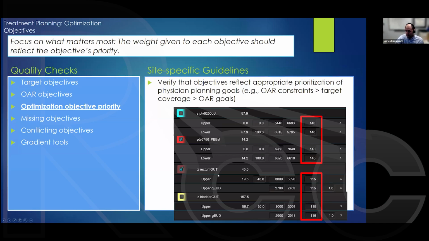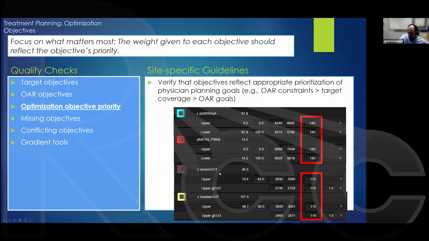So in this case, my rectum out and my bladder out, I like to have those, but those are goals. And so you notice that the numbers are 115, which is a relative number. It doesn't mean anything by itself, but relative to my target coverage objectives of 140, it's saying, hey, this is important, but it's slightly less important. So make sure you're getting your target coverage first for this particular fractionation scheme, and then your rectum out and your bladder out are going a little bit lower.